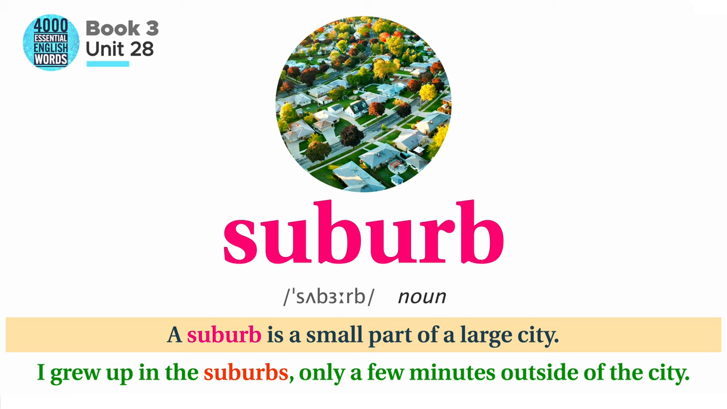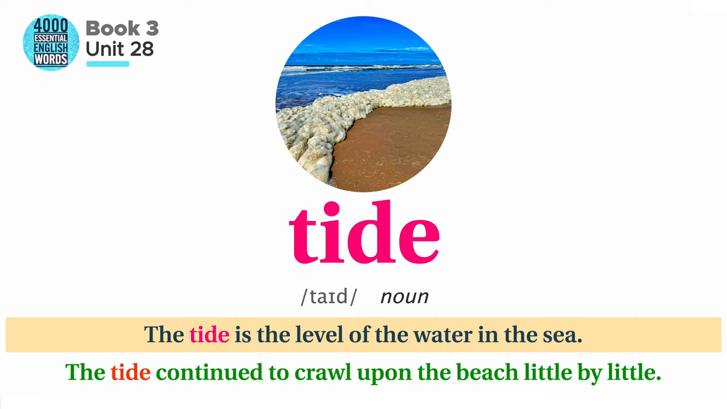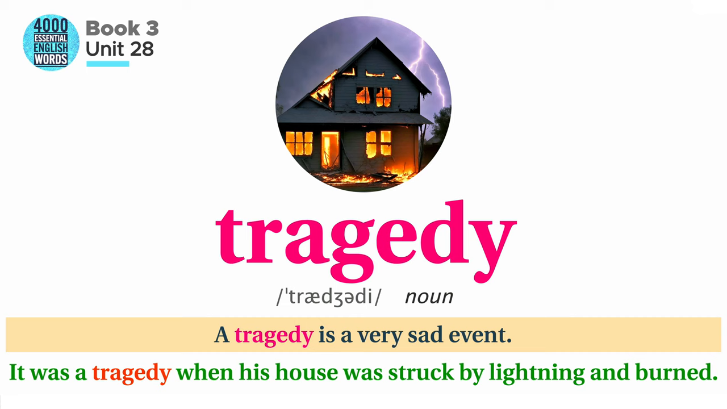Suburb. A suburb is a small part of a large city. I grew up in the suburbs, only a few minutes outside of the city. Tide. The tide is the level of the water in the sea. The tide continued to crawl upon the beach little by little. Tragedy. A tragedy is a very sad event. It was a tragedy when his house was struck by lightning and burned.